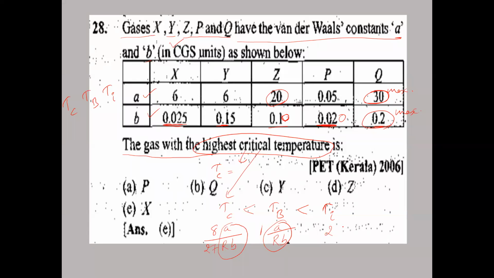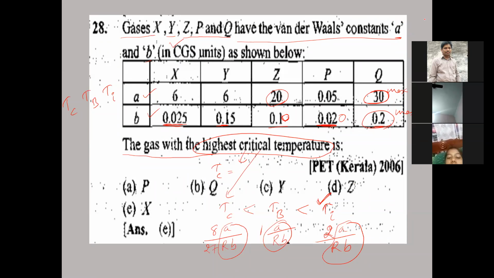Inversion temperature is 2a by Rb, so 2 into a by Rb. Boyle is 1 into a by Rb. Here 8 by 27 means less than 1 into a by Rb. So whose magnitude is greater? The inversion temperature magnitude is greater, it is high. Keep this point in mind.